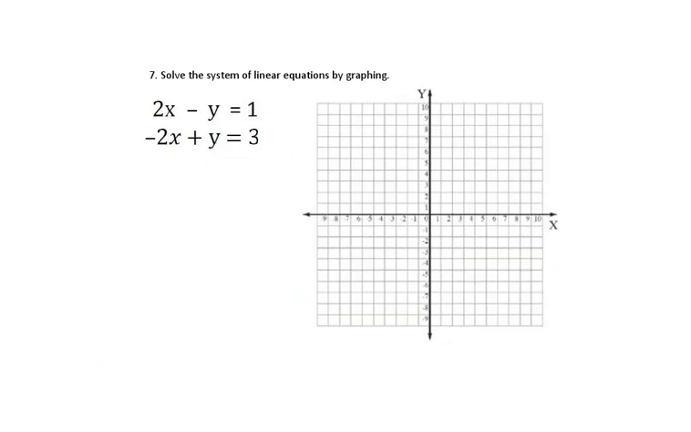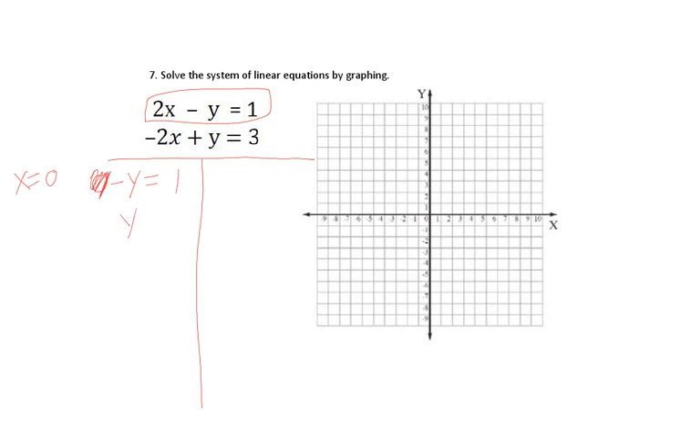Alright, number 7, we're going to do the same thing. Let's start with the equation on top. So, if you have x equals 0, that means you're going to be left with 0 minus y equals 1, which you don't need the 0 anymore, so y would equal negative 1. So you have a point at 0, negative 1.